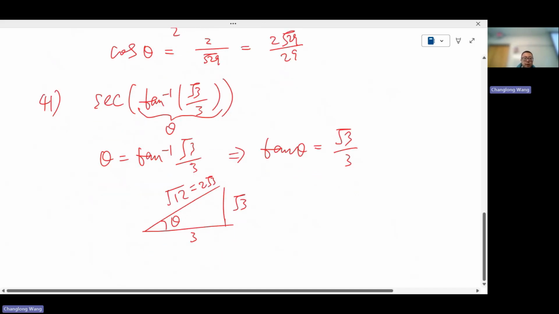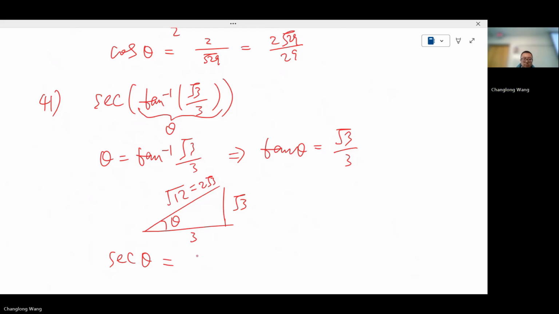Now what we're looking for is secant of theta. I'm not very familiar with secant, but I know it's the reciprocal of cosine. So it's hypotenuse over adjacent: the hypotenuse is 2 radical 3, and the adjacent is 3. Oh, that's it. That's all you have to do. Let me write this in a better way: radical 3 up there and a 3 here.